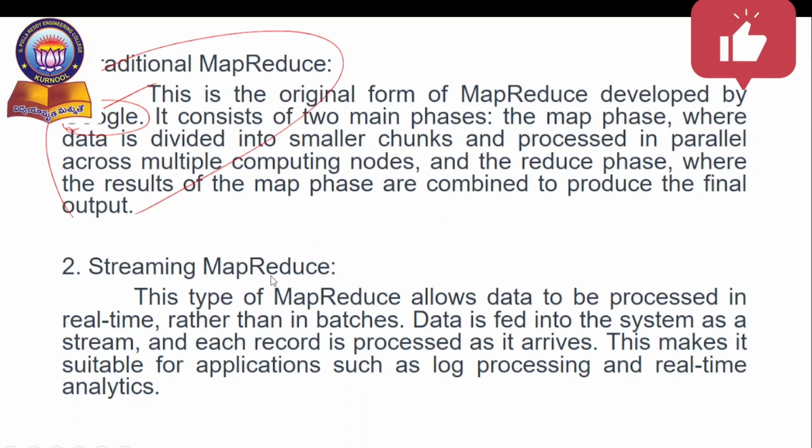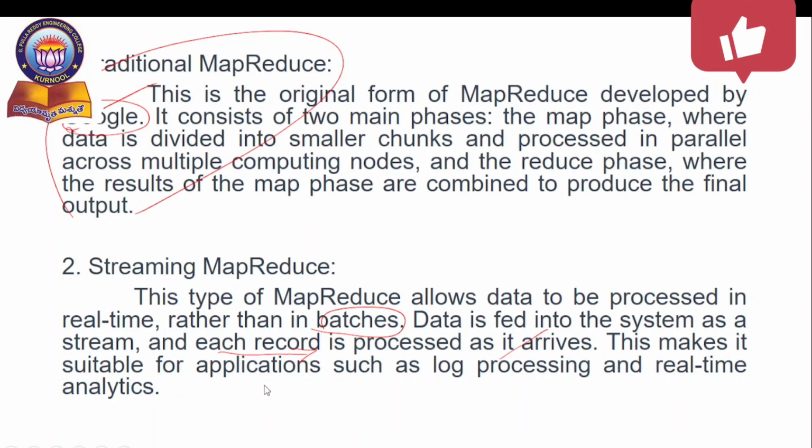The second one is streaming MapReduce. This type of MapReduce allows data to be processed in real time rather than in batches. So it simply avoids the batch processing of the data. Data is fed into the system as a stream, and each record is processed as it arrives. So as the data starts arriving, the phase starts executing on the arrived data.